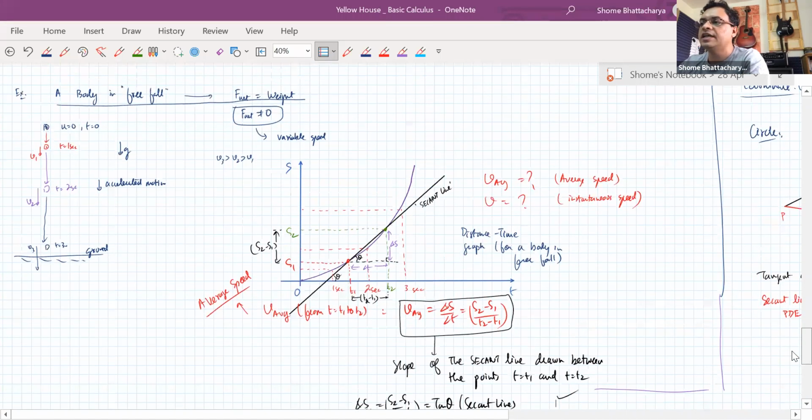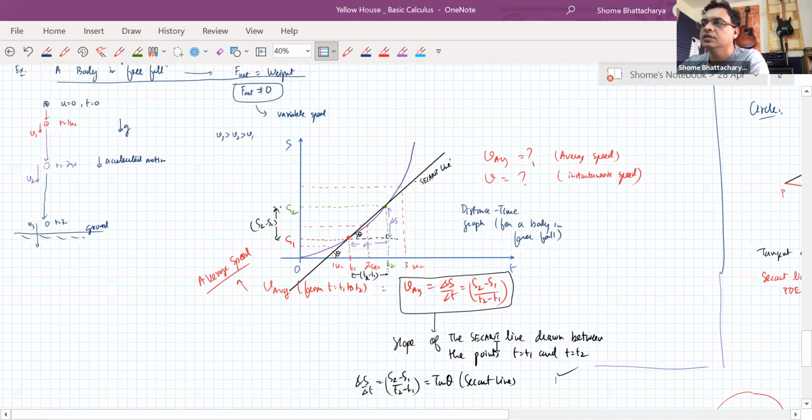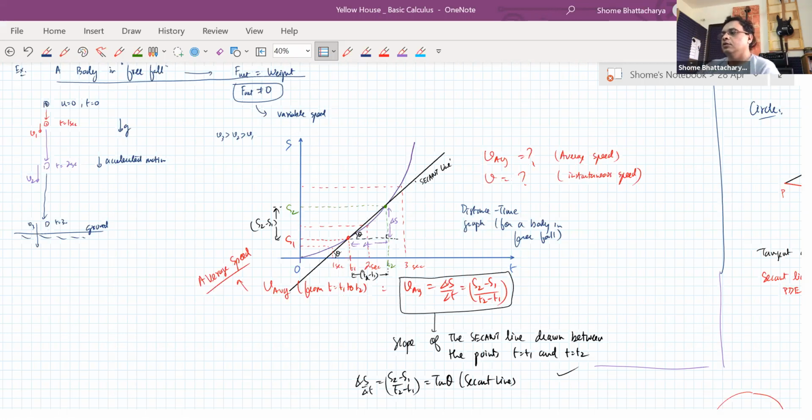The distance versus time graph for a free falling object: the distance will be increasing with time in such a way that the graph is curving like this. So between any two times T1 and T2, if I want to calculate the average speed, I'll have to draw a secant line joining those 2 points and then calculate the slope of that secant line. That slope will give me the average speed. Just make a note of this point and understand this thoroughly. Then we'll discuss next about instantaneous speed.